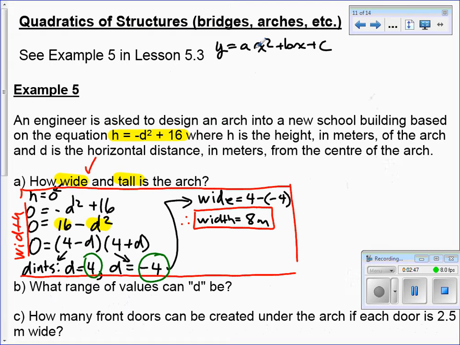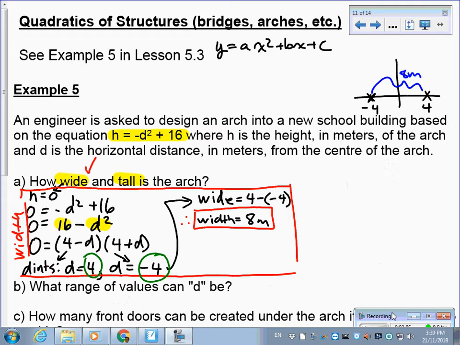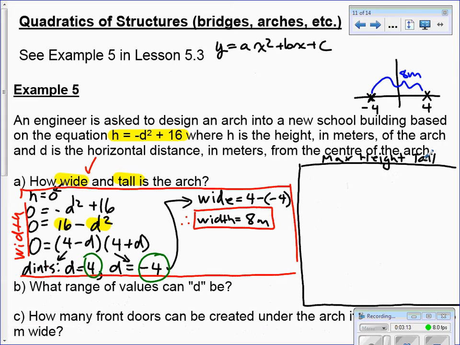Now, I want you to block this information off and identify that that is the width of our arch. Essentially, we've got something like this going on. We have negative 4 all the way to 4, and if you look at the distance between them, you can easily see that it's 8 units apart. In this case, it's 8 meters apart. Now, in order to calculate the maximum height, we want to find out how tall this thing is.